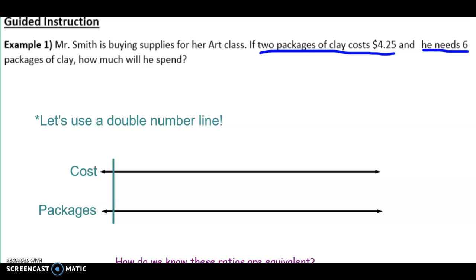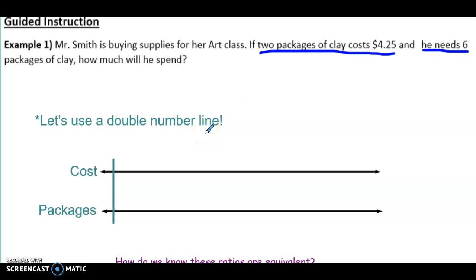Okay, the first example that we're going to do, what I want you to write down in your notes is 2 packages of clay cost $4.25 and he needs 6. That's what I want you to write down.